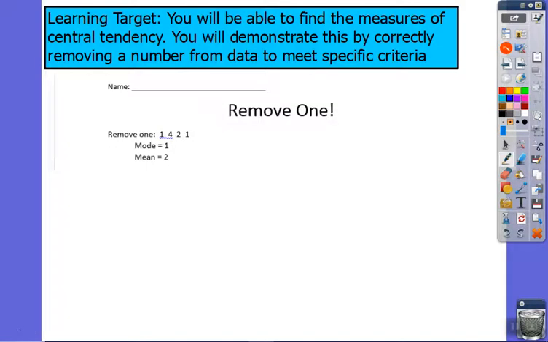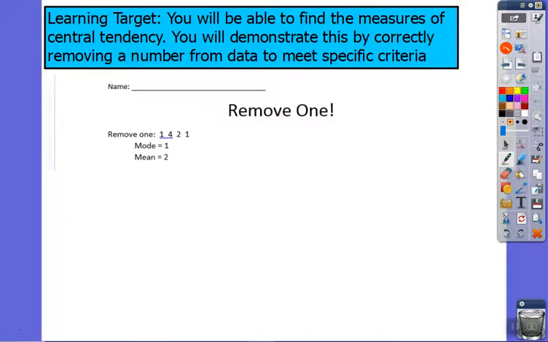Okay, so we are still working on mean, median, mode, and range, but this is a neat little activity I like. It's called remove one. You are given some numbers and you're given 2 criteria, and you're trying to make that happen by removing one.